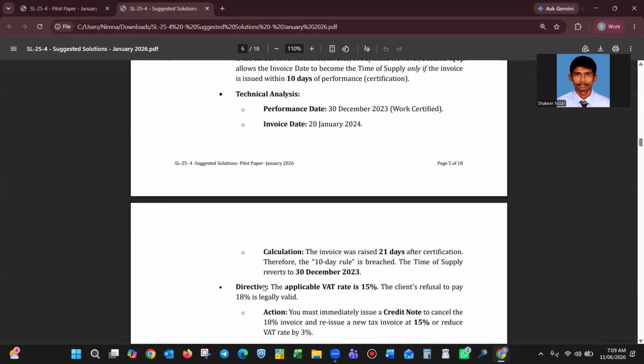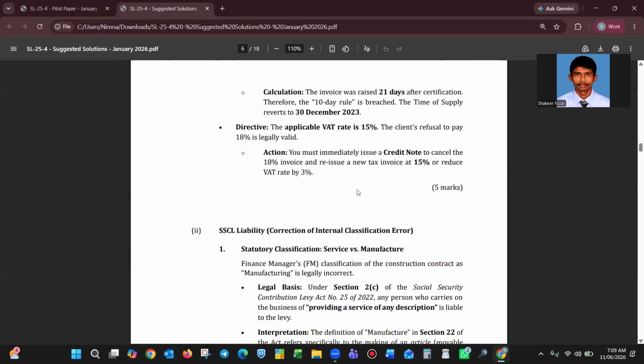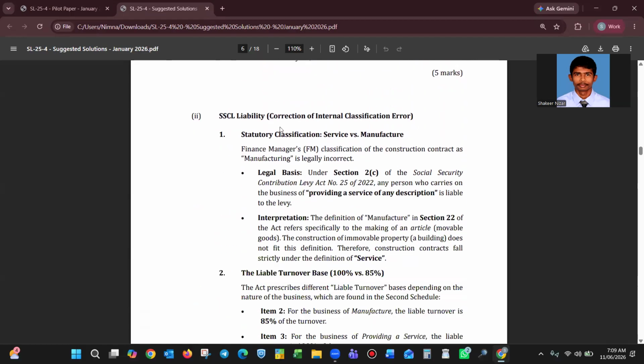The applicable tax rate is 15% VAT, not 18%. You must immediately issue a credit note to cancel the 18% invoice and reissue a new tax invoice which stipulates 15%, or reduce VAT by 3%. Because on the SSCL liability, the finance manager's statutory classification is void or invalid under section 2 subsection 3.